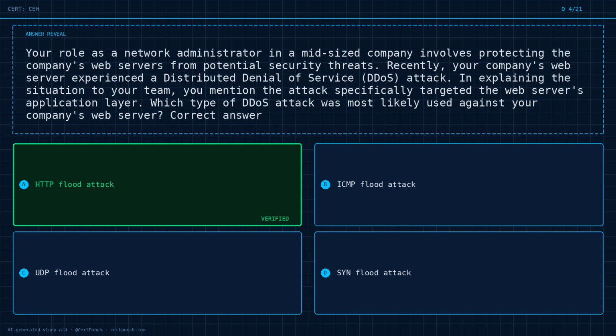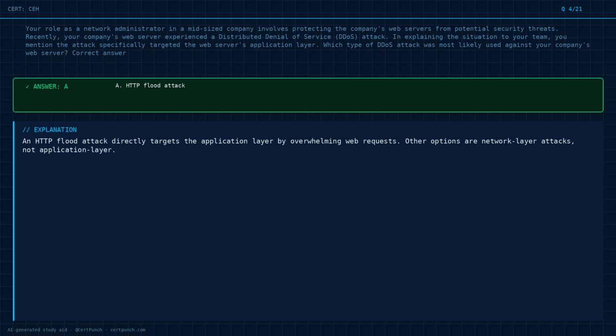The answer is option A. Exam logic: an HTTP flood attack directly targets the application layer by overwhelming web requests. Other options are network layer attacks, not application layer.